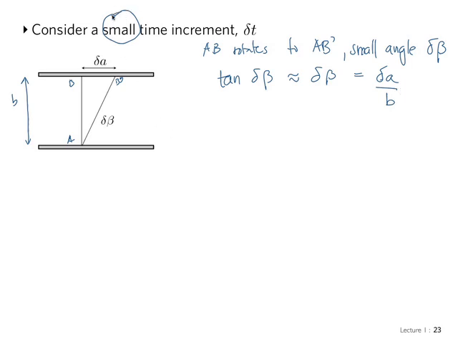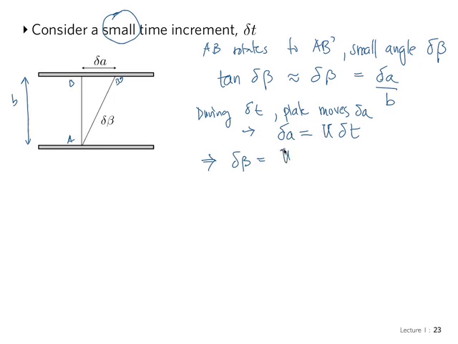Now this is moving constantly, so we're considering a small time increment, and during this small time increment the plate moves delta A, and so we can write that delta A is equal to U times delta t, and therefore we have that delta beta is equal to delta A divided by b, so U delta t divided by b.